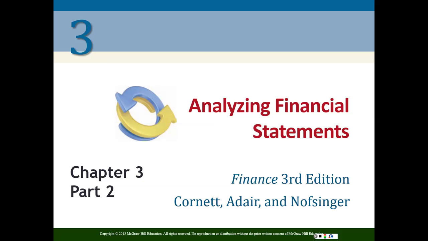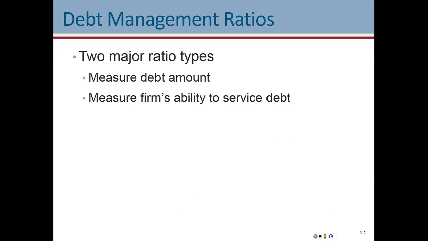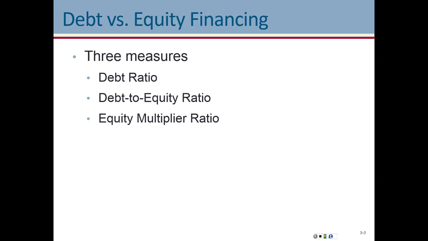We're going to be covering the second part of chapter 3 in this video. We covered the liquidity and asset management ratios in the first video. Now we're moving on to debt management ratios. So that is what we owe, right? There are two main types of that ratio: how much do we owe, and how able is the corporation to meet their obligations?